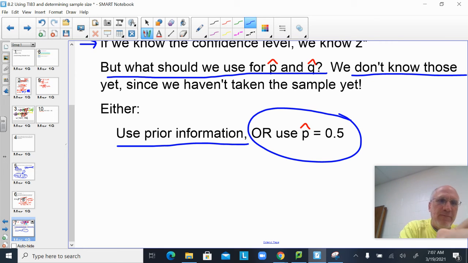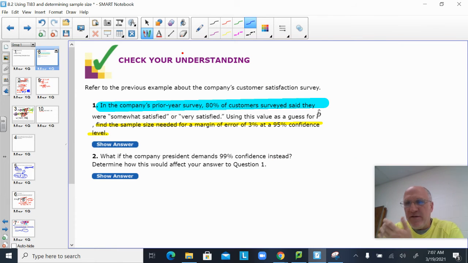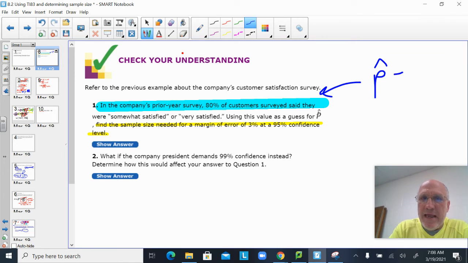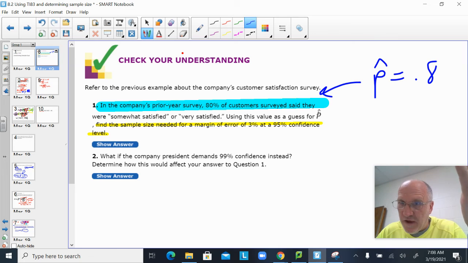So let's look at an example. This is right from the textbook. Refer to the previous example, which we don't even need to worry about now. In the blue highlight, in the company's prior year survey, 80% of customers said they were somewhat satisfied. That line tells me that I'm going to use 0.8 for P hat. If it had not told me that, I would have had to use 0.5. Then in yellow here, it says, find the sample size needed for a margin of error of 3% at a 95% confidence level.